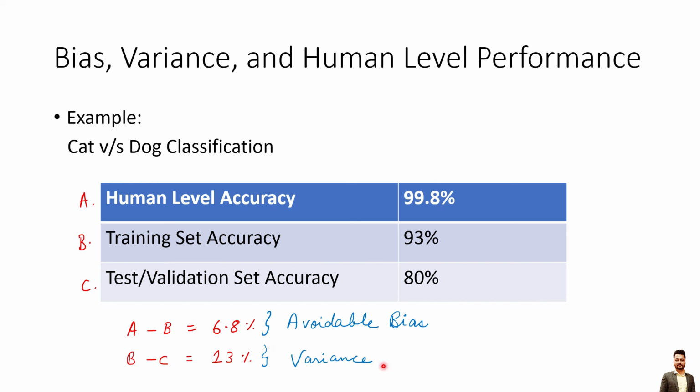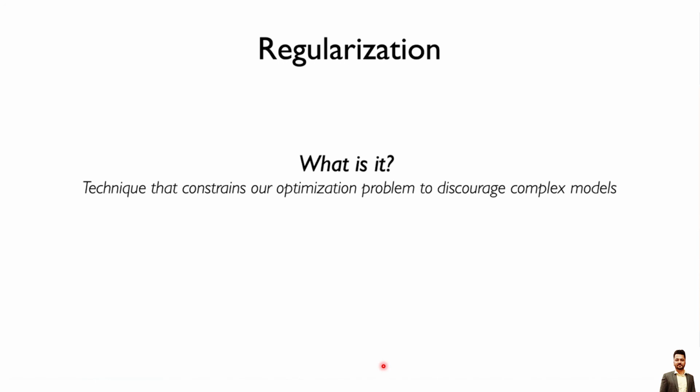Now because the difference is 13%, this is called variance or an overfitting problem. So these were the three concepts that I wanted to talk about: the bias, the variance and the human level performance. Okay, now regularization. What is it? A technique that constrains our optimization problem to discourage complex models.